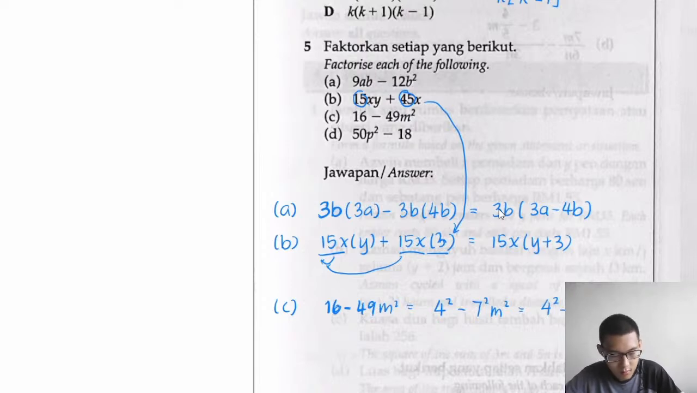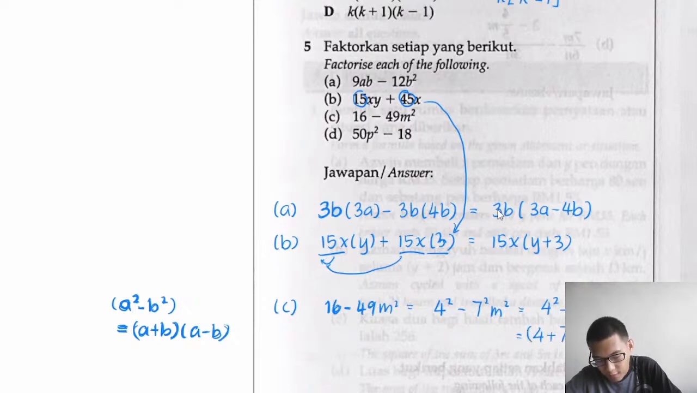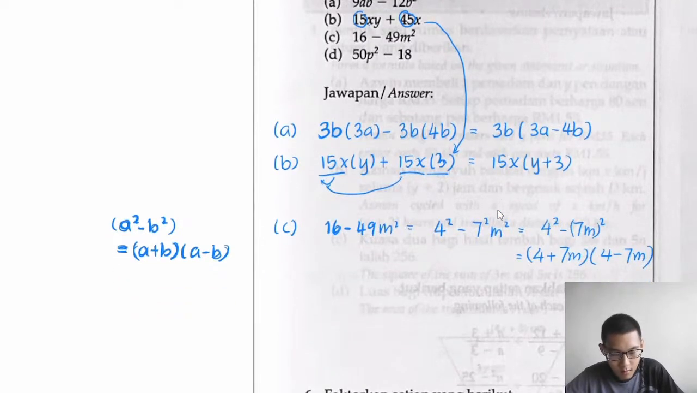Okay, so in these terms, we have a squared minus b squared. So how do we simplify it? We can simplify it as (a plus b)(a minus b). If we see a perfect square minus another perfect square, we just simplify as the sum and the difference of the roots. So we have (4 plus 7m)(4 minus 7m). So this is the final answer. This one you can memorize.